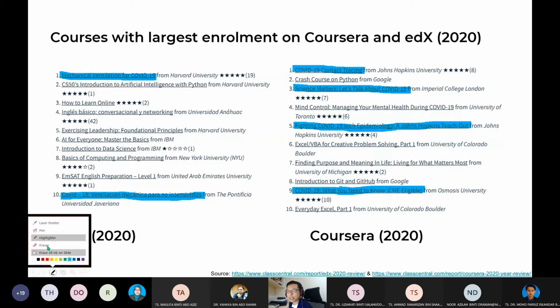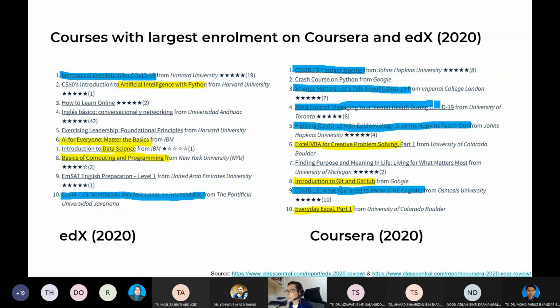But consistent as they are, you still have these: AI with Python, AI for everyone, data science, basics of computing, programming, and then introduction. This is really interesting. Excel. Okay, so those types of courses are still popular.